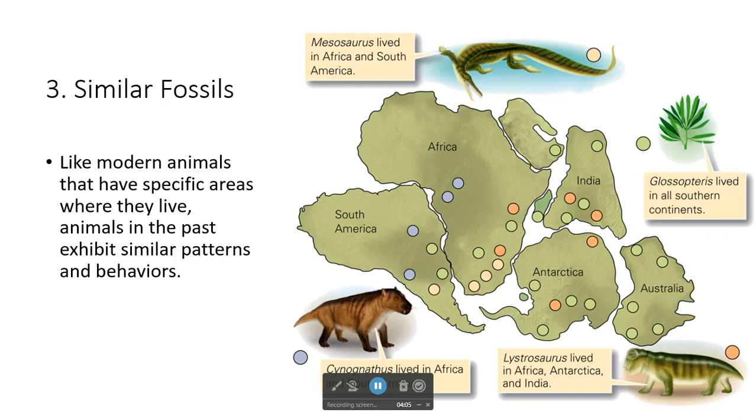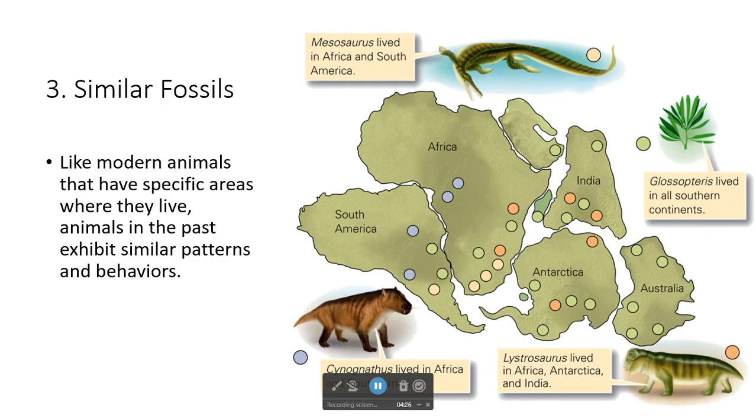A third piece of evidence was similar fossils. Like modern animals that have specific areas where they live, animals in the past also exhibit similar patterns and behaviors. So when you see a fossil over an entire ocean, you would assume that there was a range. So here on the right are some examples of this.